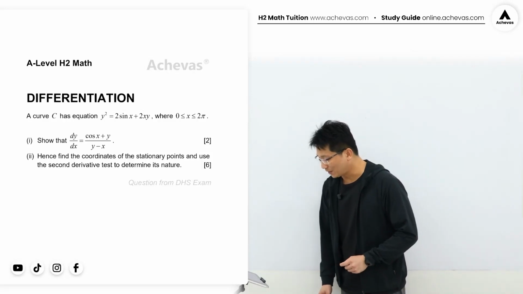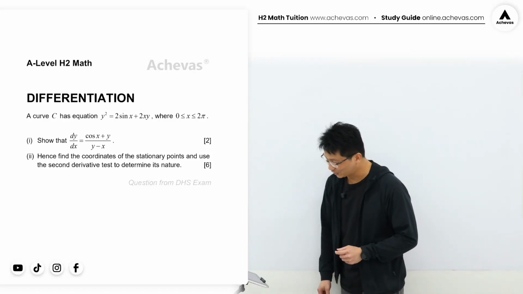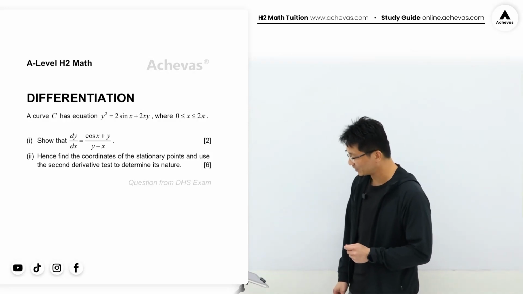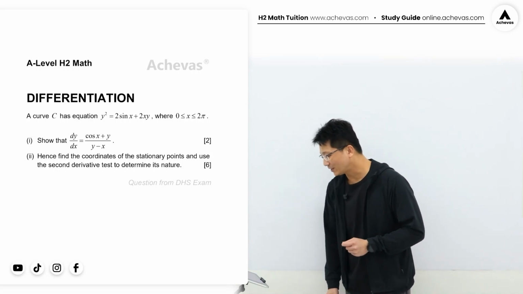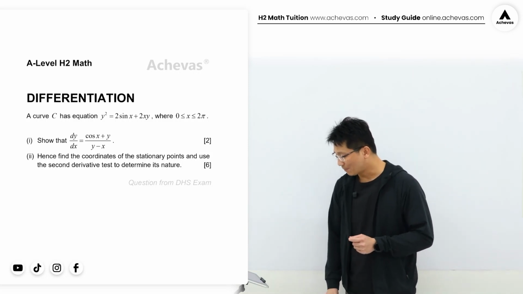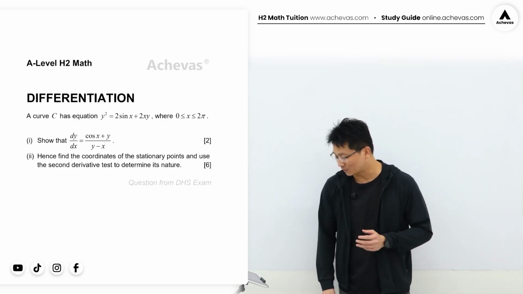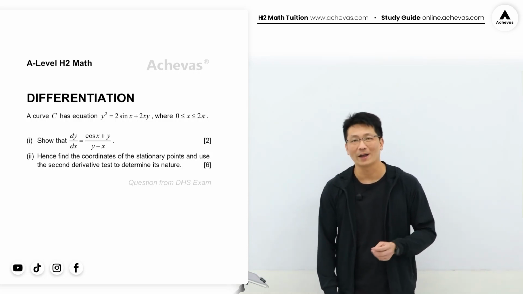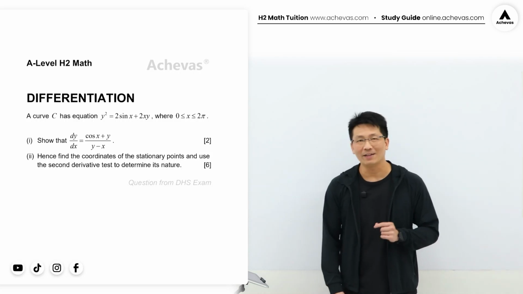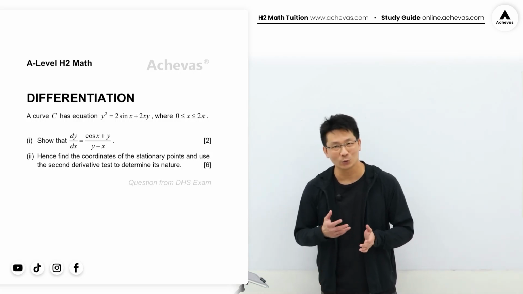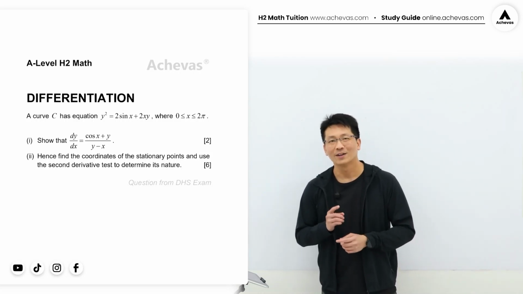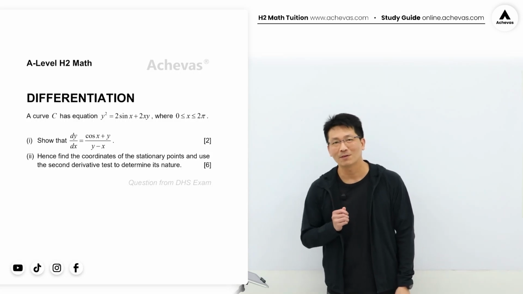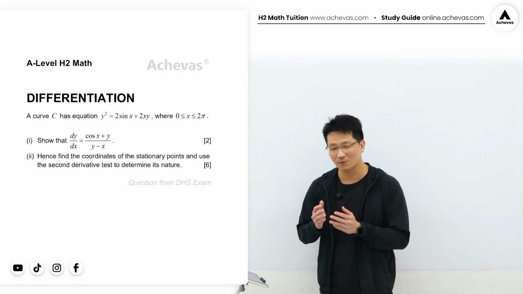In this question, we are given the curve C, which has an equation of y squared equal to 2 sine x plus 2xy, where x is between 0 to 2 pi. Part 1 of this question wants us to show that dy/dx is equal to (cosine x plus y) over (y minus x). So we can see that this expression they want us to show involves both x and y. So we were expected to do some form of implicit differentiation for the equation.